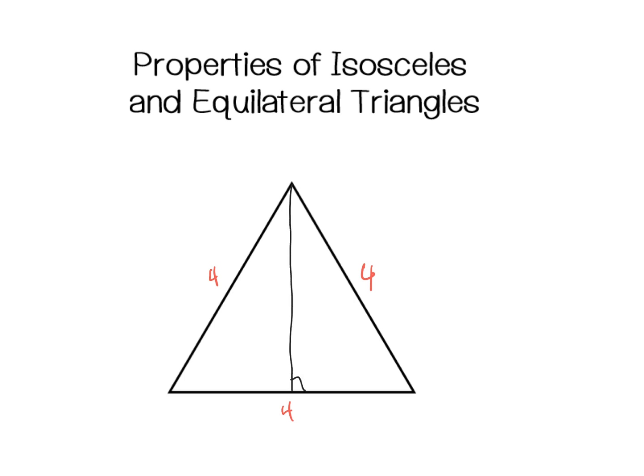Okay, so what you need to remember, that altitude is also the angle bisector. So it's bisecting this angle up here. It's also the perpendicular bisector, so it cuts this side in half as well.